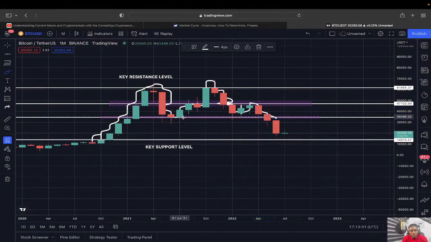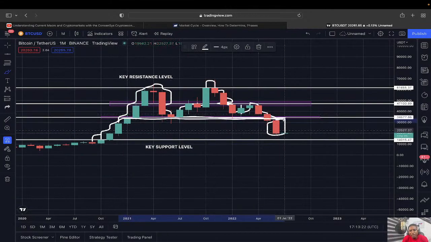So it came to this region. This region was a very key level to watch, but what happened, we had a breakout candle here. Look at it. This is a breakout candle. Now this breakout candle has closed below this previously existing resistance level.